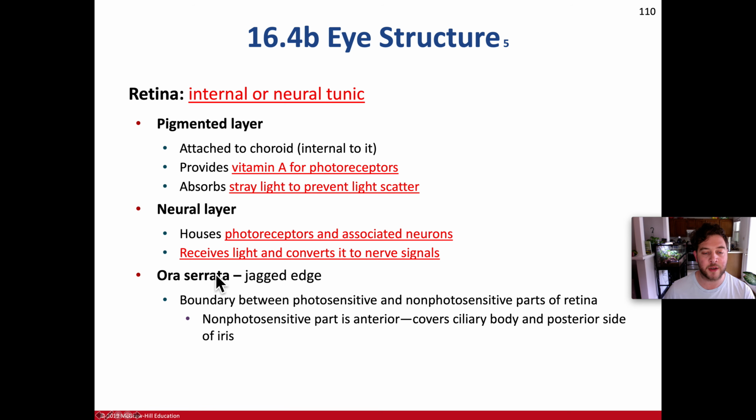Also, you have the ora serrata. Serrata meaning serrated, so it's a jagged edge. It's the boundary between the photosensitive and non-photosensitive parts of the retina. The non-photosensitive part is anterior. It covers the ciliary body and the posterior side of the iris.